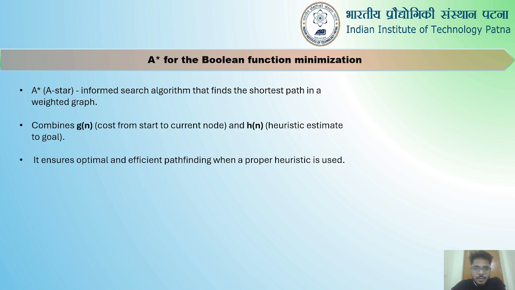It combines the actual cost from the starting point to the current node, which is basically the g(n). The h(n) is the heuristic function, which is the estimated cost from the current node to the goal. The better the heuristic function we design, the better the optimal result we get. It ensures optimal and efficient pathfinding when a proper heuristic is used.